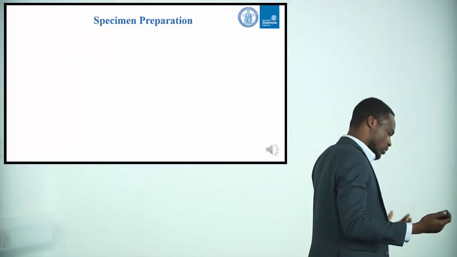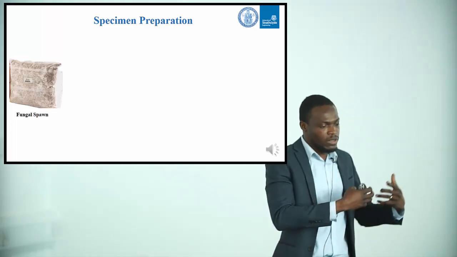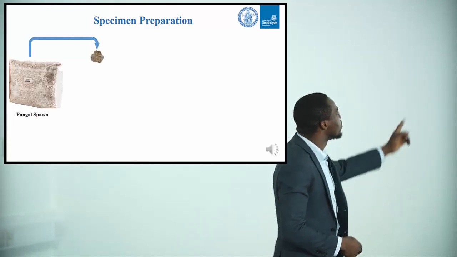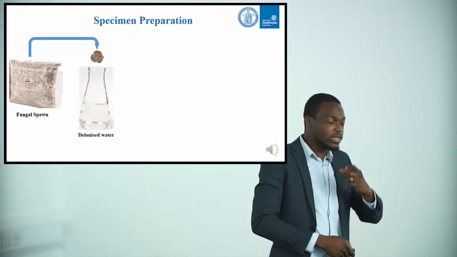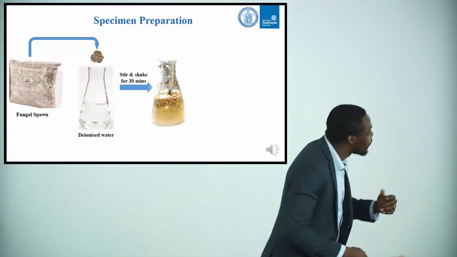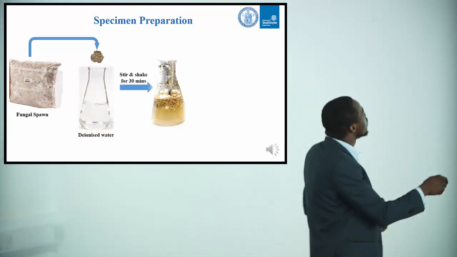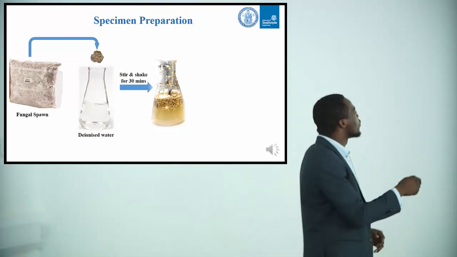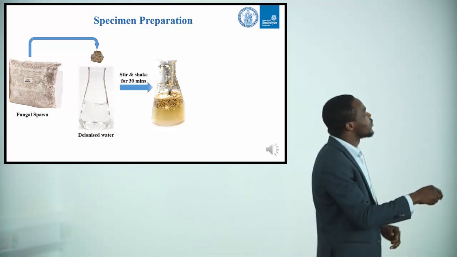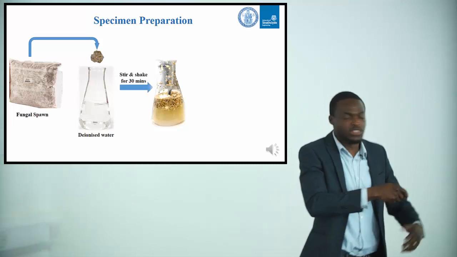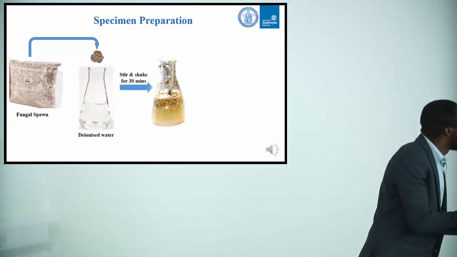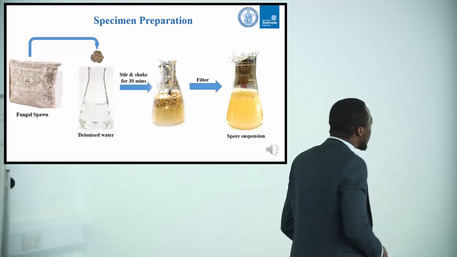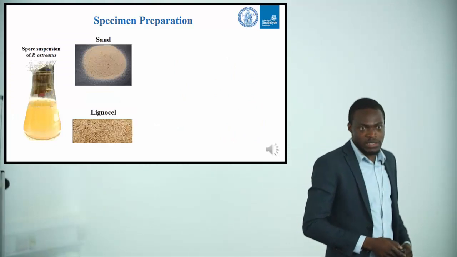We developed a protocol for having the fungi inoculated into the soil. We have the fungal spawn from which we remove a fixed mass and add into deionized water in this conical flask and stir and shake for about 30 minutes. The spawn actually contains grains of millet colonized by the fungal species, Pleurotus striatus, and this is just shaken to harvest the spores from the spawn, and then we filter that through to get a spore suspension. The spore suspension is then added to the fine sand and lignocell.